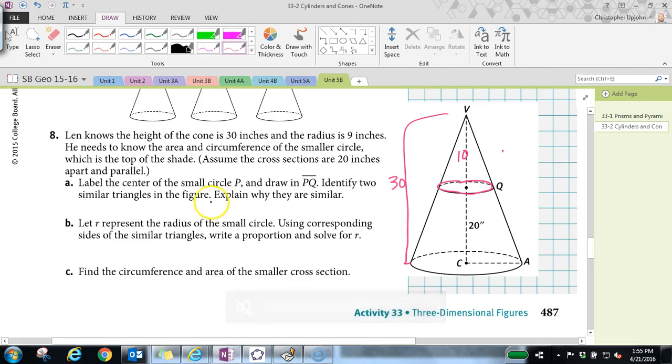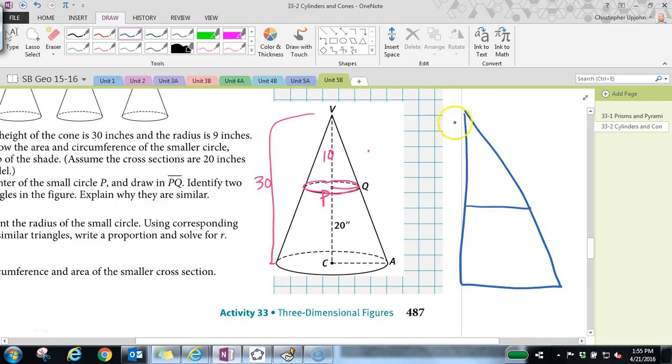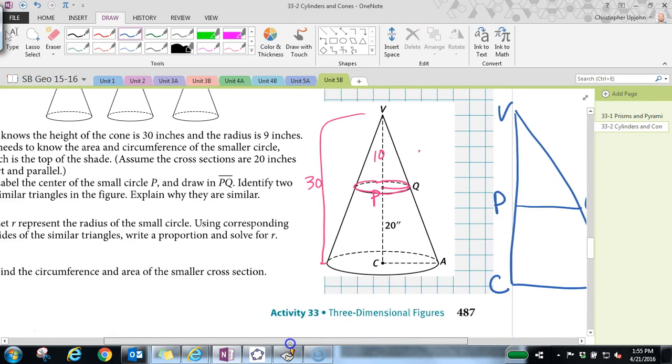All right. So label the center of the small circle P. Draw in PQ. Identify two similar triangles in the figure. So what I'm going to do is kind of a cross section perpendicular to the base. That looks like this. VPQ and VCA. That's what this is. If we look directly at the side, we do a cross section perpendicular to the base, through the center, through the vertex. So cut it completely in half.